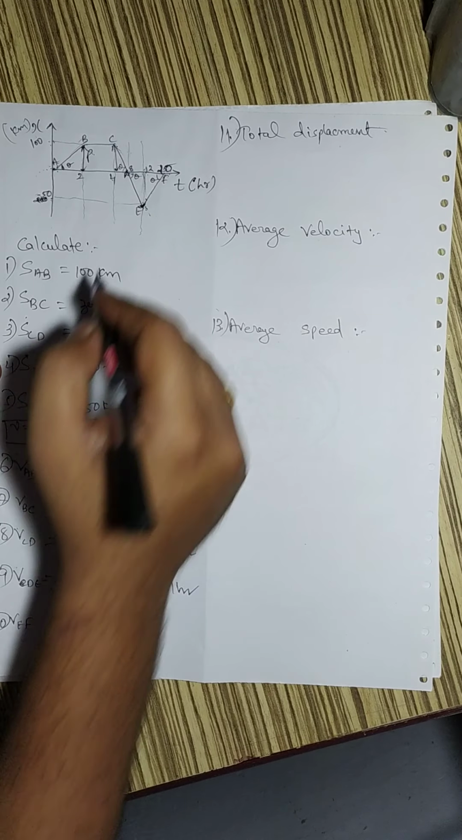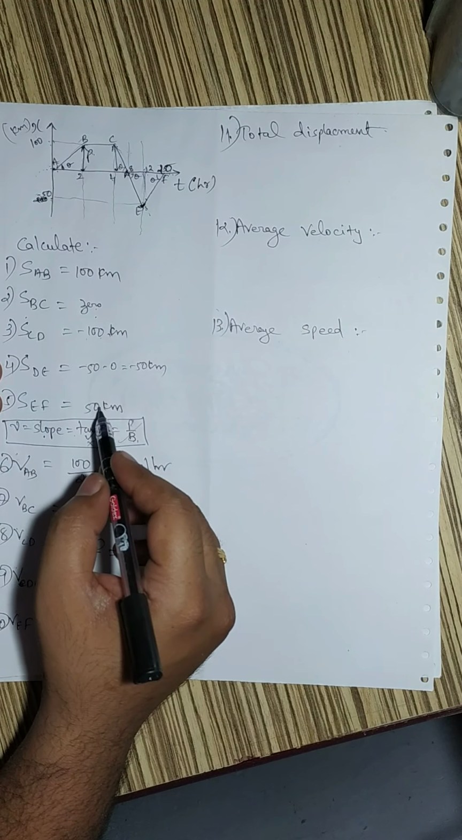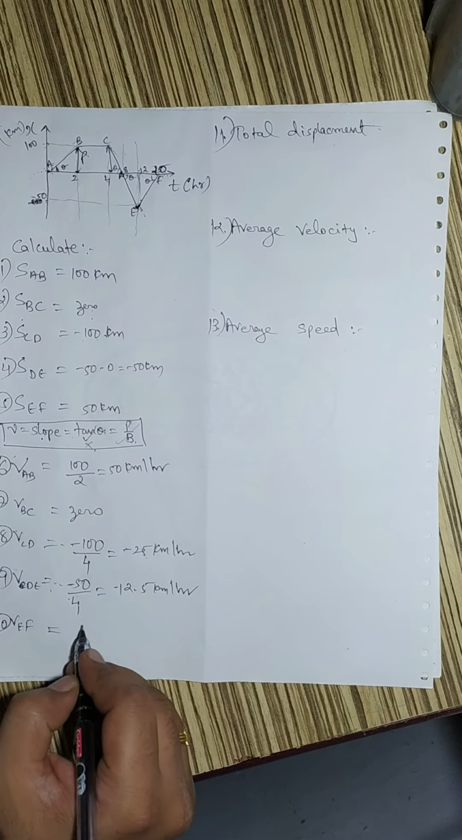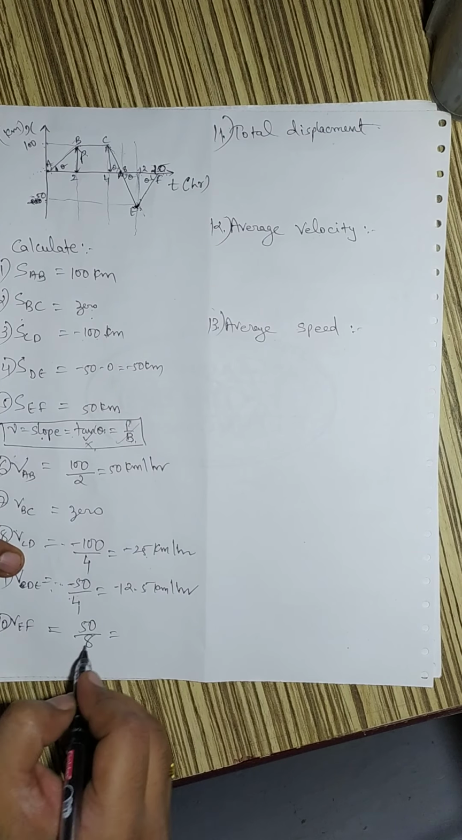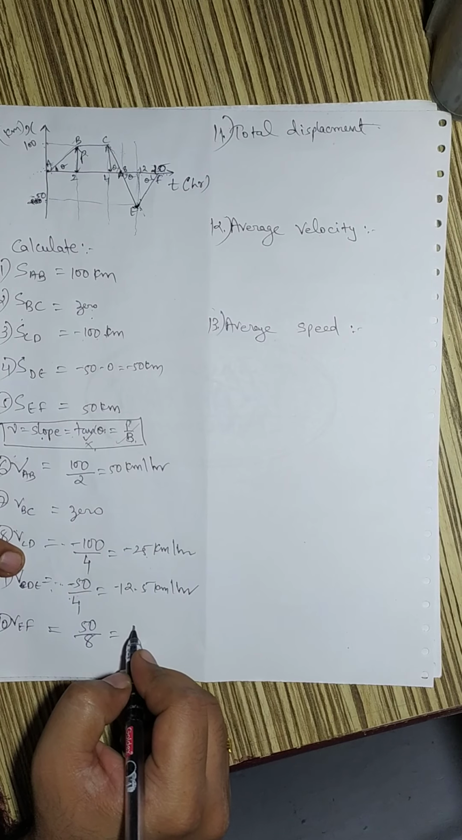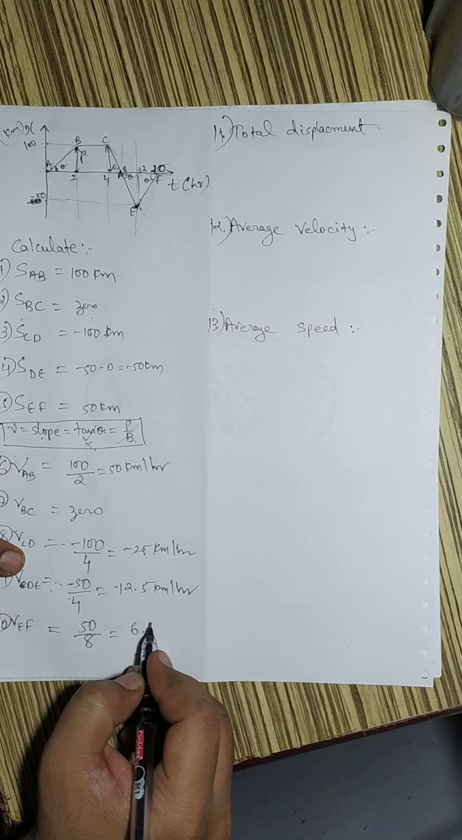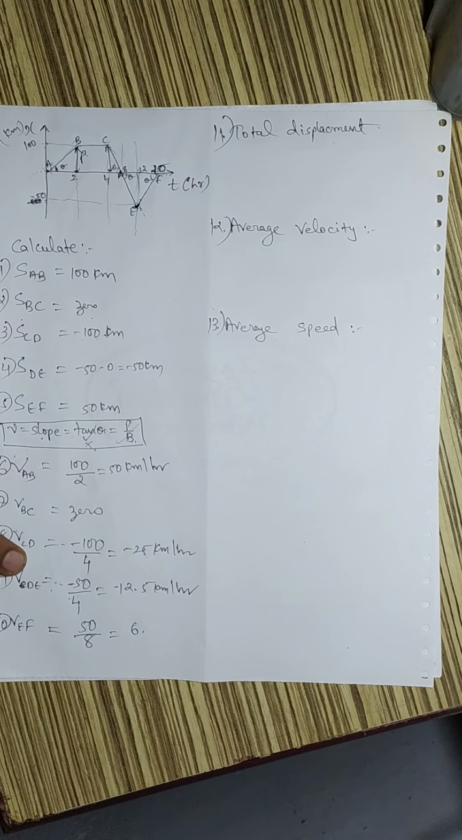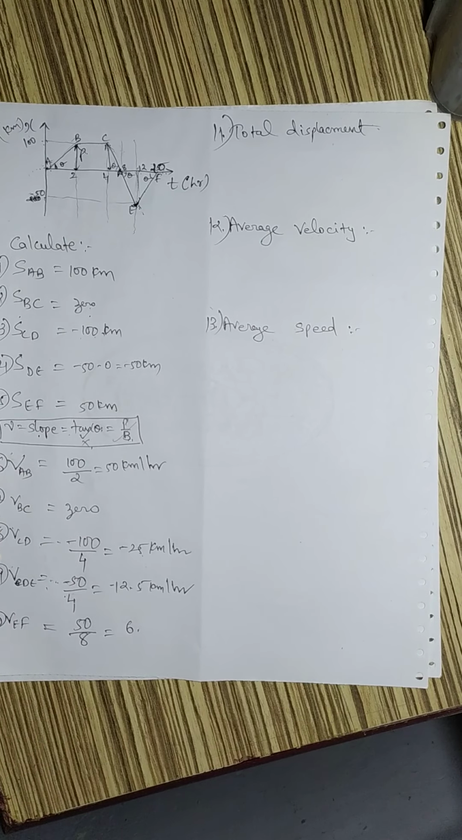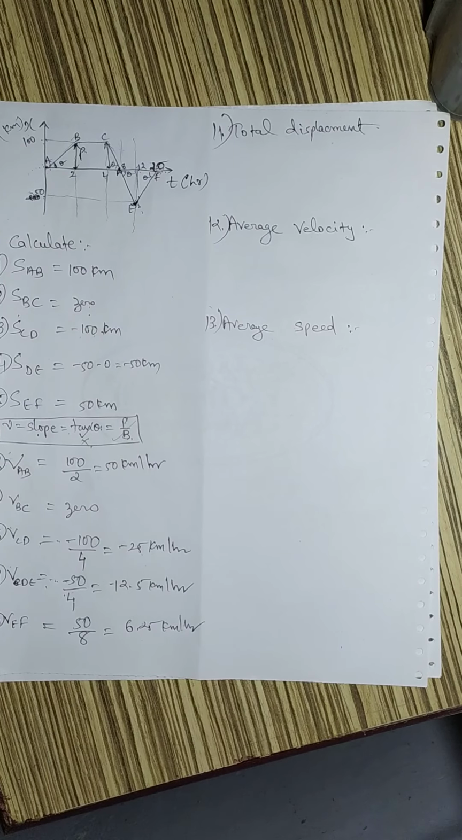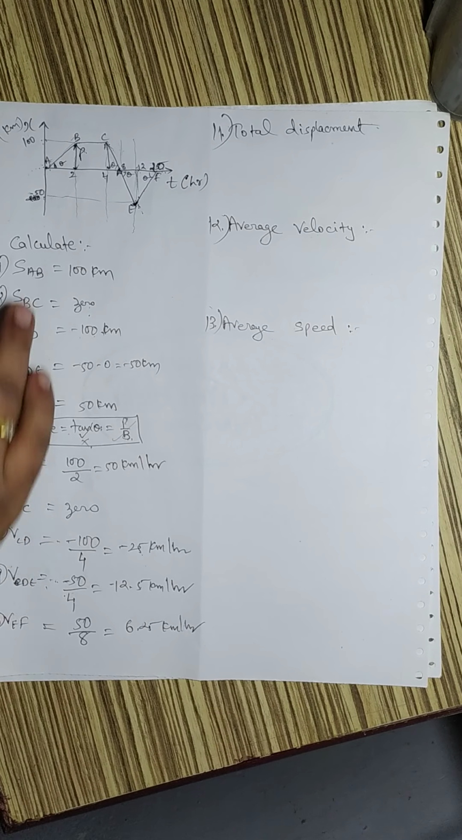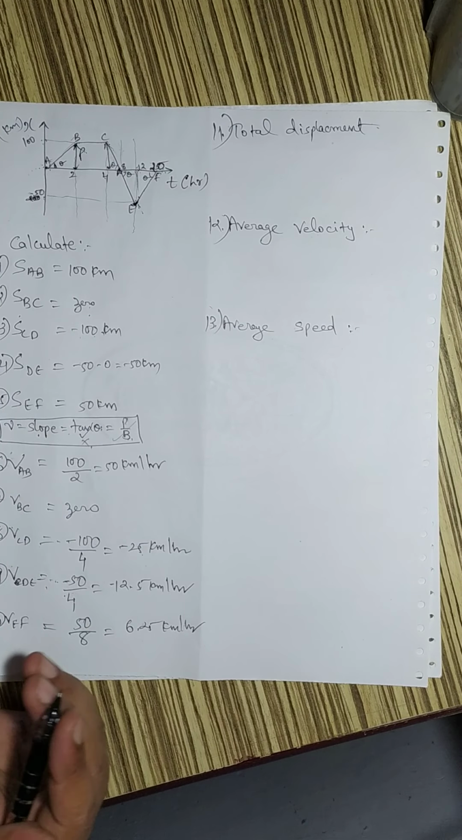Then EF positive slope, positive will be the displacement, 50 kilometers, and the time is 8. So that will give 6.25 kilometers per hour. Please see. You must repeat this once again to understand it better.